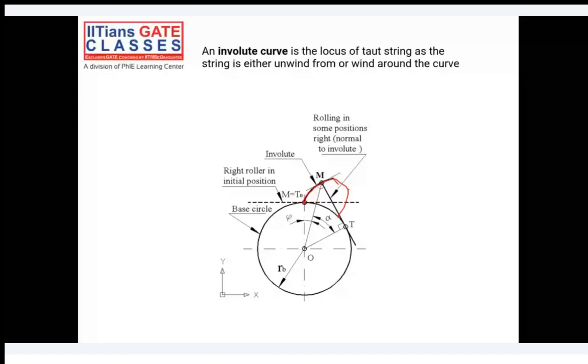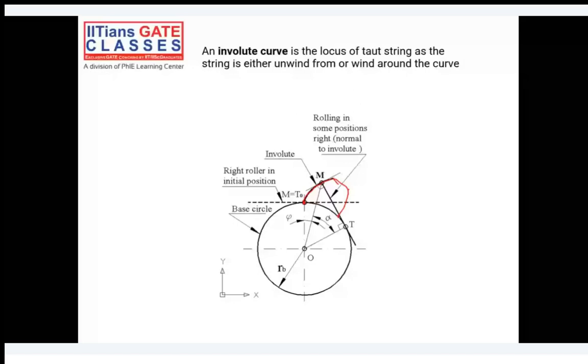So we'll not go into the details of how it is generated and all. That is not part of your syllabus. You should be aware of which profiles are used to make the gears and what their comparison is. Okay, how this involute profile is different from that of the cycloidal profile. Okay, that is what is expected from you.